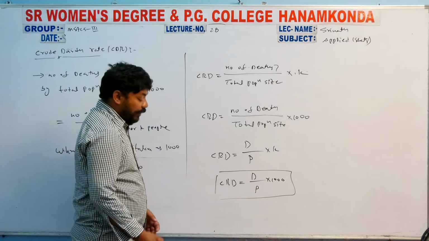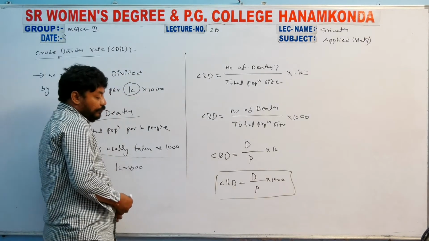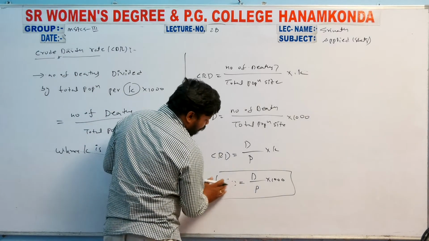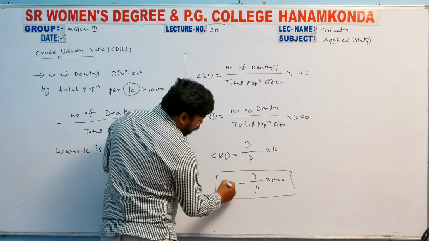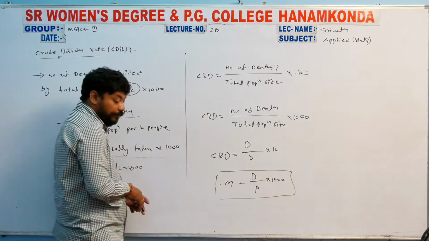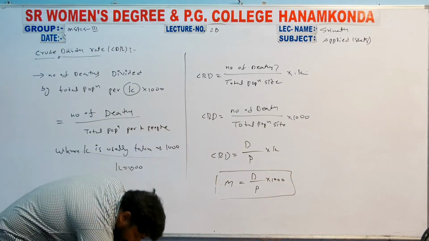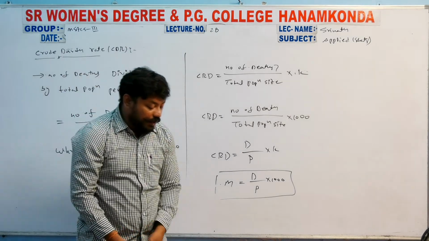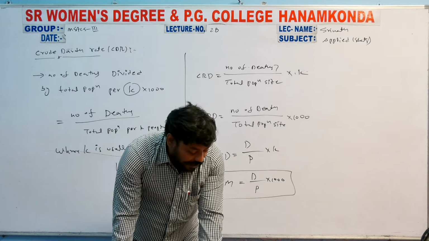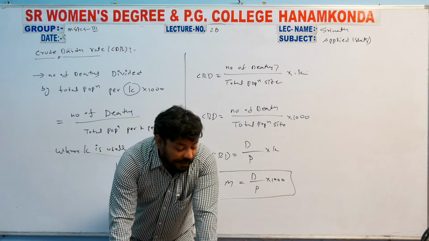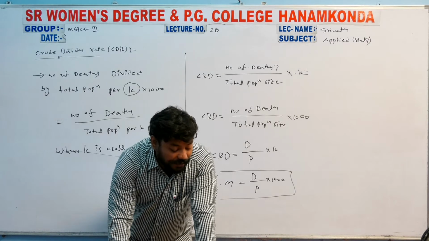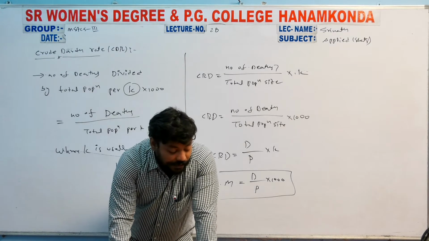Generally, mortality M is equal to D by P into 1000. Generally, the value of the CRD lies between 8 to 30 per 1000 people by 1971.